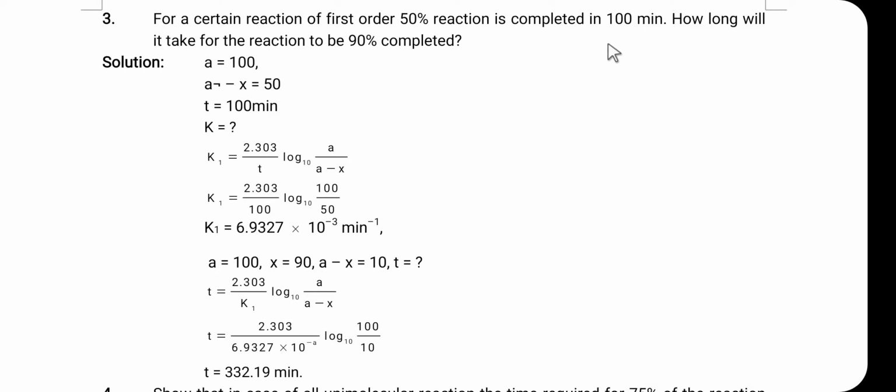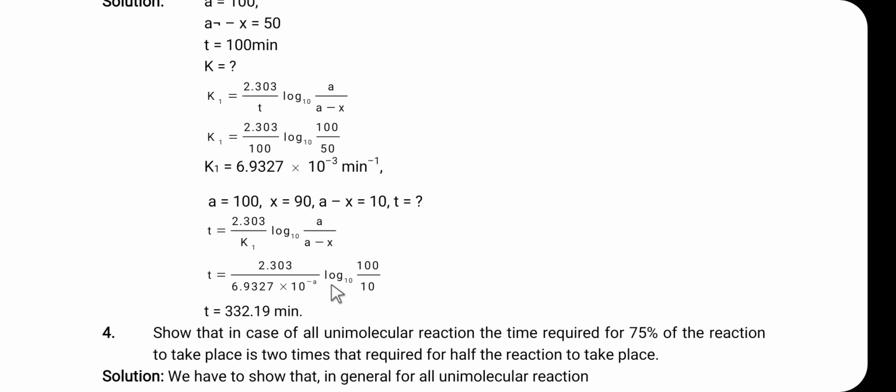Then secondly, how long will it take for the reaction to be 90% completed? So, here A is equal to 100, reaction is 90% completed, that means x is equal to 90, and here A minus x is equal to 10, and here we have to find out the value of t. So, t is equal to 2.303 divided by k1 log of A upon A minus x.